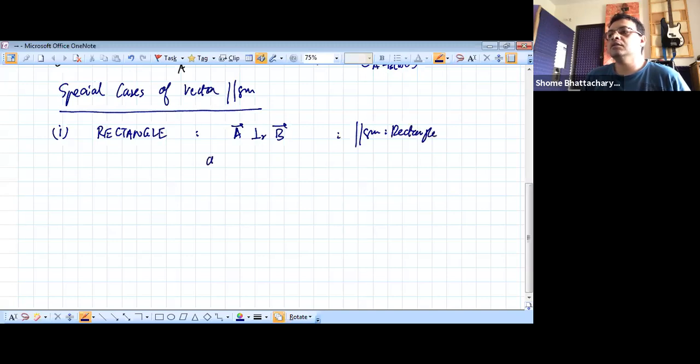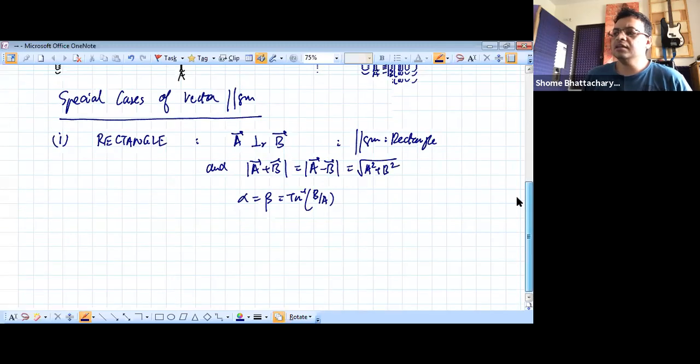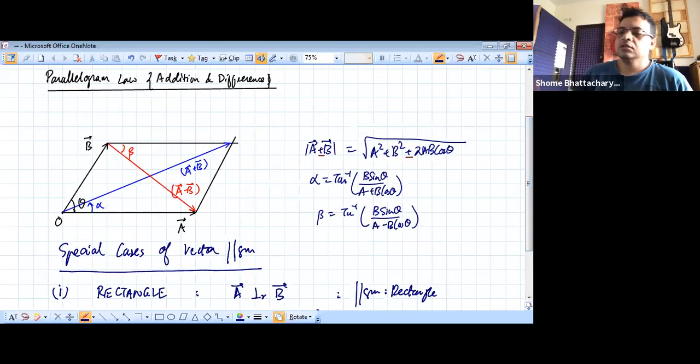Okay. And in that case, magnitude of A plus B becomes magnitude of A minus B becomes equal to root of A square plus B square, and alpha becomes equal to beta becomes tan inverse B by A. But the thing is, ये आपने last time लिखा है, so there's nothing new about this. These formulae you've written last time. It's just a recap. That's why you have these in your notes and you've written these formulae.